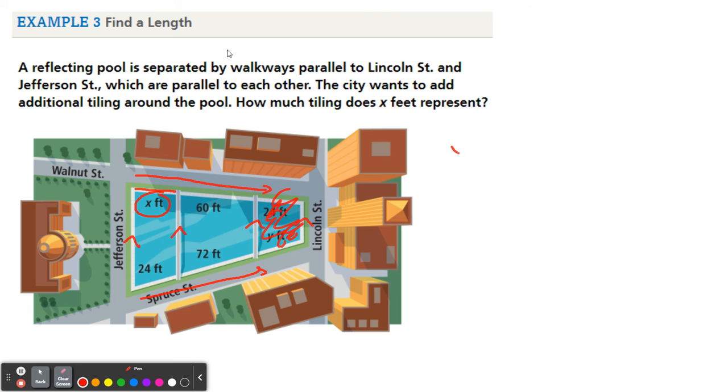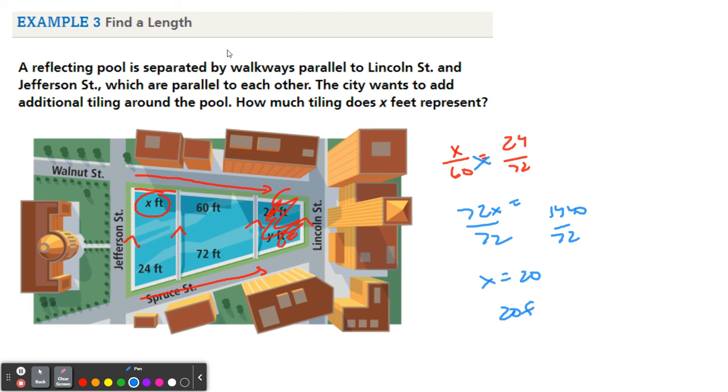Okay, so I'm going to do X over 60 equals 24 over 72, right? I'm going to cross multiply: 72x equals 24 times 60, which is 1440, and then divide by 72, and x is 20. So I need 20 feet for tiling. All right, great.